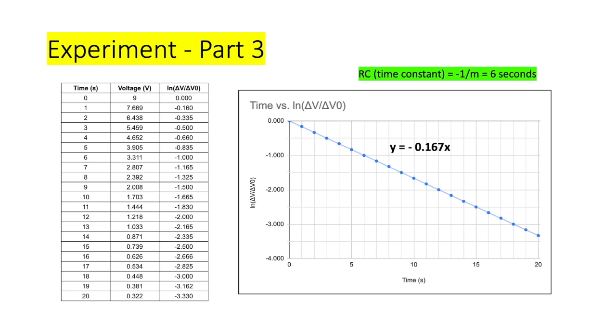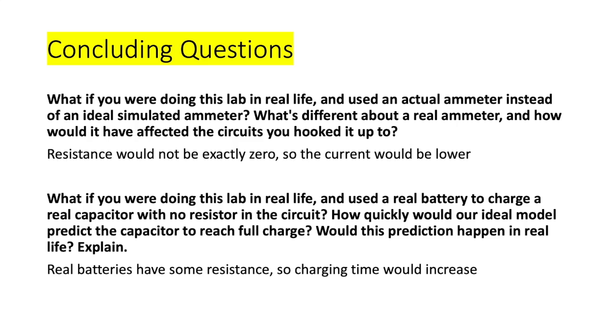To conclude this discussion, I am going to discuss a few questions regarding how this lab applies to real-life circuits. The first is how the circuit would be affected by a real-life ammeter. This simulation assumes that the resistance in the ammeter is 0. However, real ammeters have some resistance greater than 0. Because of this, the current would be a bit lower than what we observe.